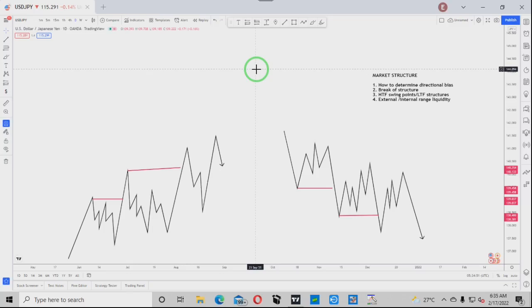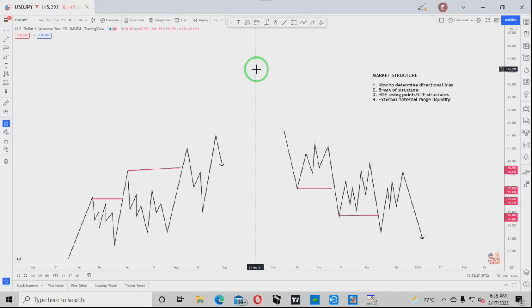Now, we are going to be starting with market structure. As you know, market structure is the foundation of forex trading. Without a proper understanding of market structure, there is no way you can become successful trading the forex market. The smart money, the big institutions, watch some levels, and you need to understand those levels yourself as a trader, right?